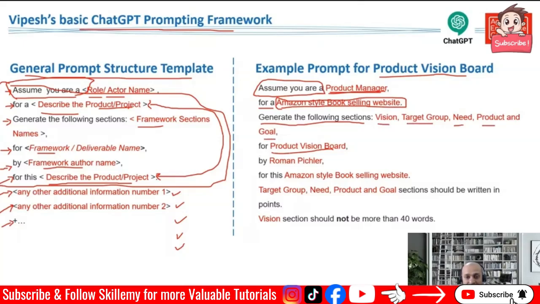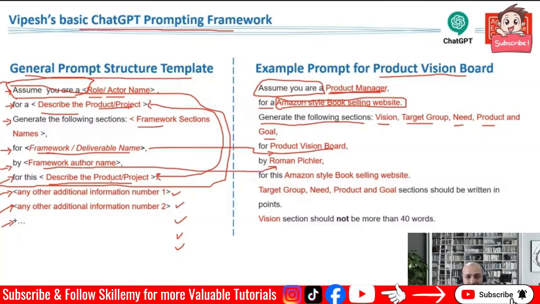And in the next step, I'm specifying the framework itself. So here, I'm asking to specify the name of the framework, and in this example, the framework name is Product Vision Board. In the next step, I'm asking to specify the name of the author. So Product Vision Board is authored by Roman Pichler.